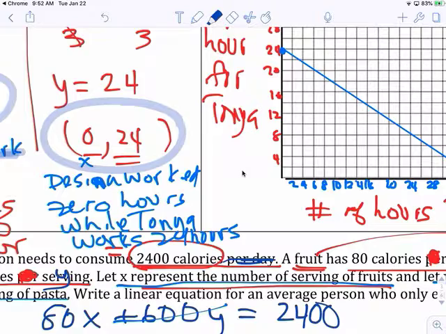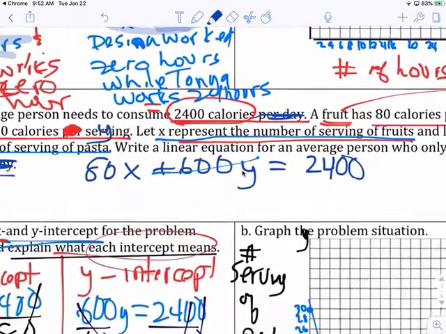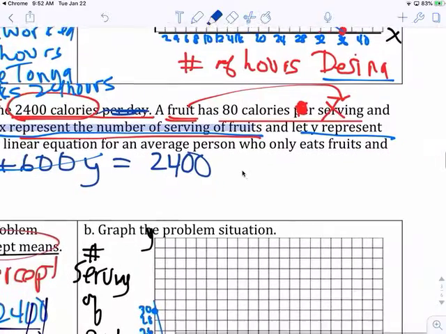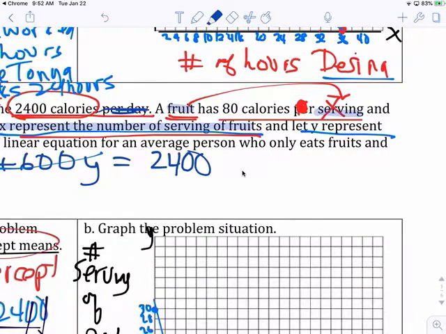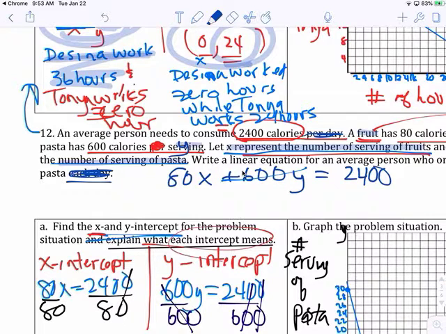Sheena worked 0 hours, while Tanya worked 24 hours. That's what it means. And here, this is easy because they say let x represent the fruit. So fruit here gets the x. Let y represent number of pasta. So y is servings of pasta.